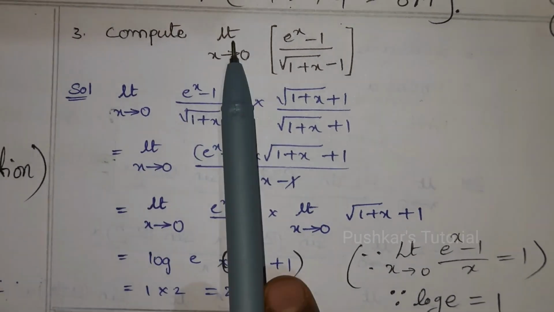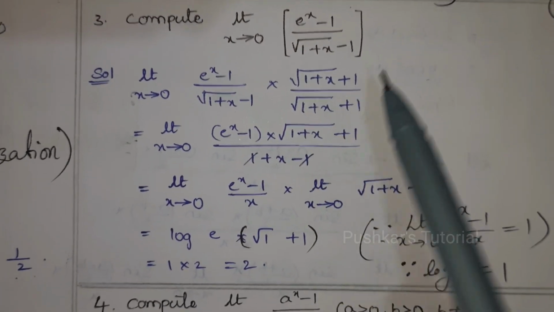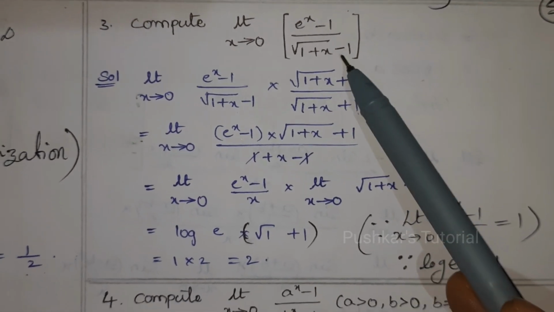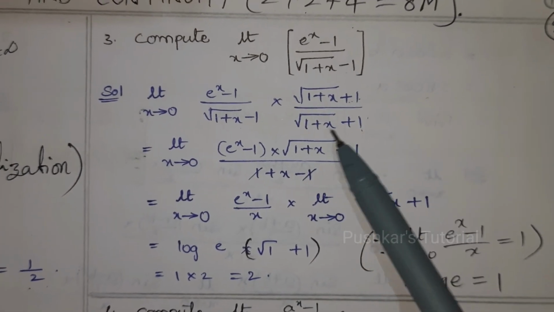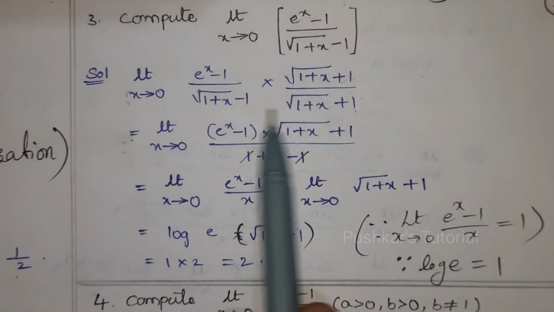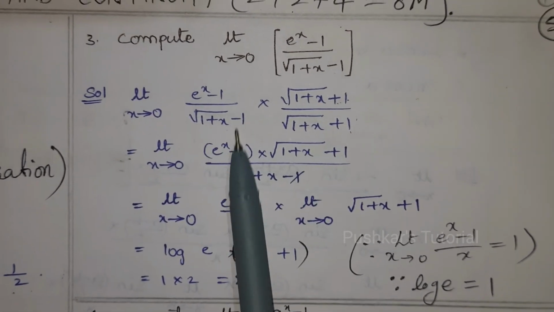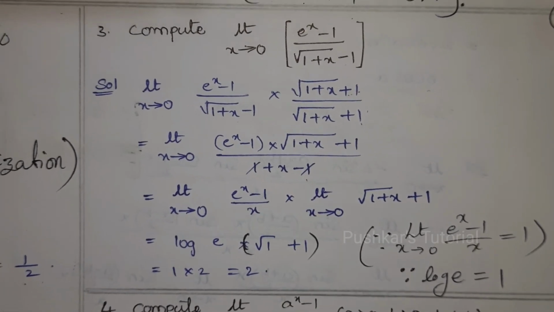Now third question. Limit x tends to 0 of e power x minus 1 by under root of 1 plus x minus 1. Again the same thing here. Root has come, so rationalization. Minus means plus, so we take under root of 1 plus x plus 1 by under root of 1 plus x plus 1. So the denominator again is a plus b into a minus b, a square minus b square. The square root cancels, only 1 plus x, and 1 square is 1. So again here 1 gets cancelled.